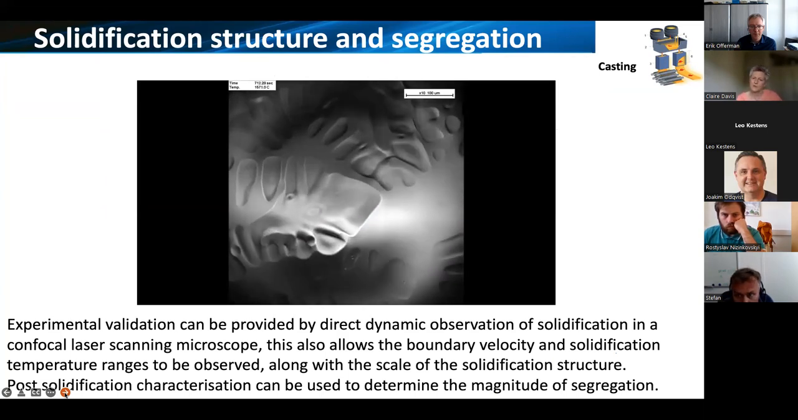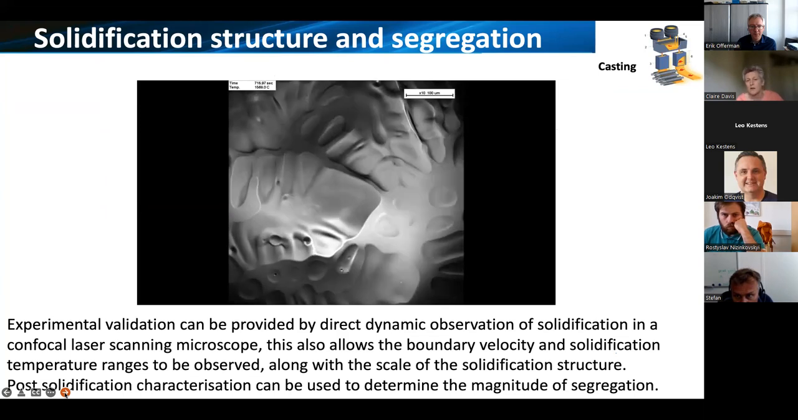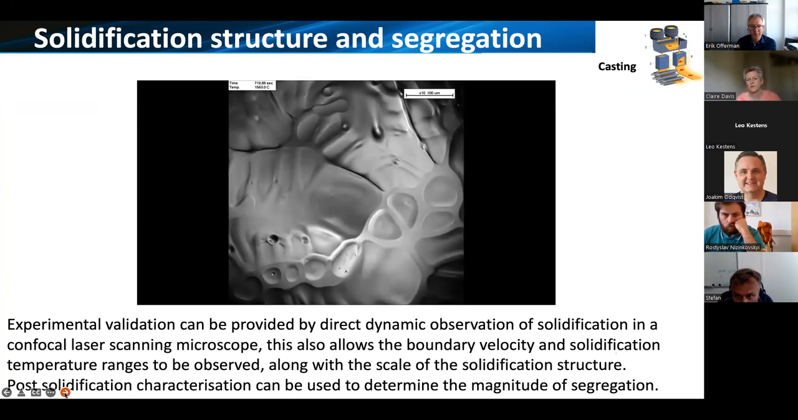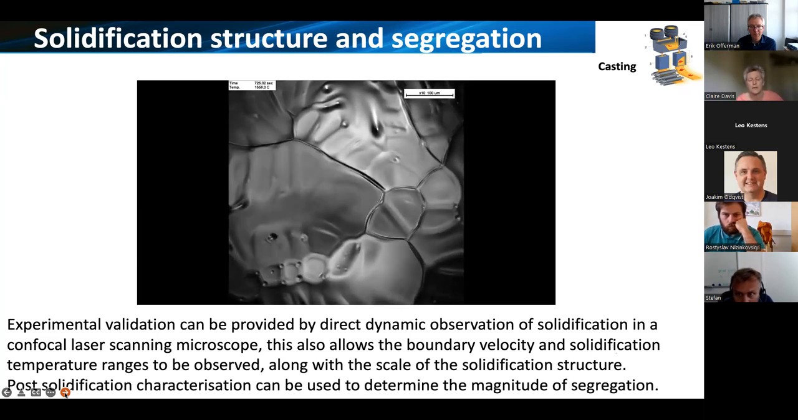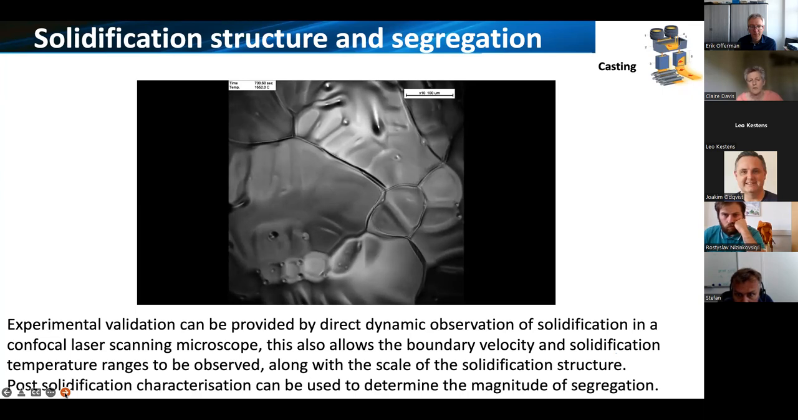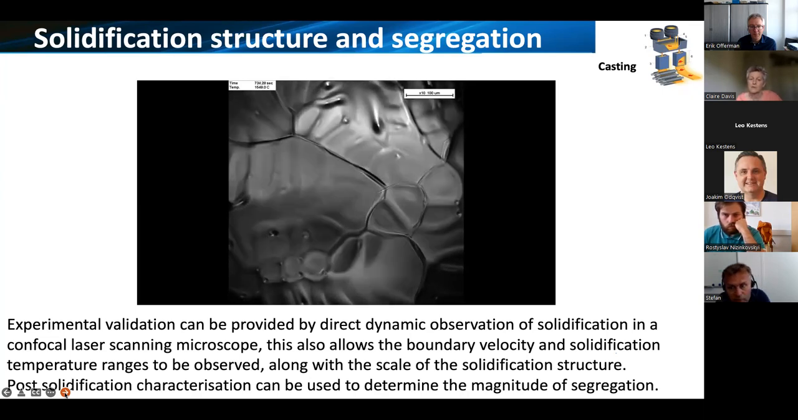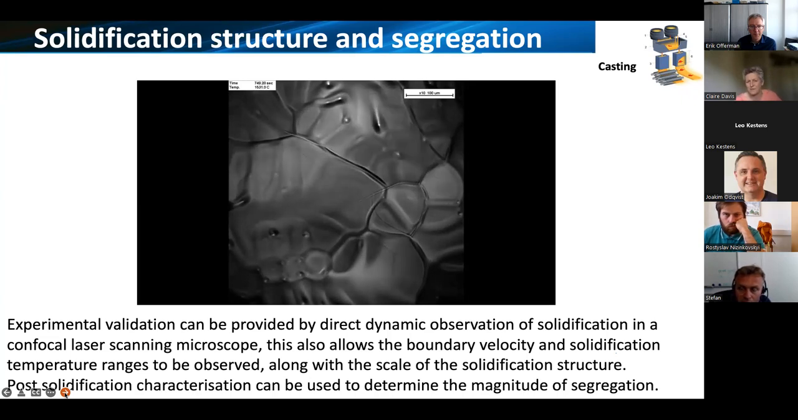So here's one of the first examples, a very nice example of in-situ observations that can help verify some of the modeling approaches. This is imaging from a confocal laser scanning microscope, where we're looking at the surface of a liquid steel as it goes through solidification. I think it's fantastic you can actually see steel during solidification. Here we can see the dendritic structure. When this loops back, you'll see the dendrites that start to form.